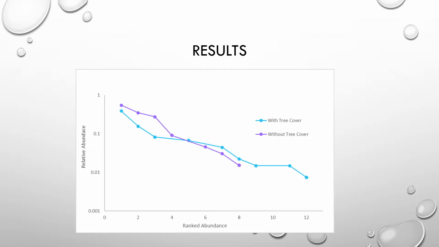As you can see in this graph, the communities that we looked at both have low species evenness, but the community with tree cover, as illustrated by the blue line, has higher species richness than the community without tree cover.